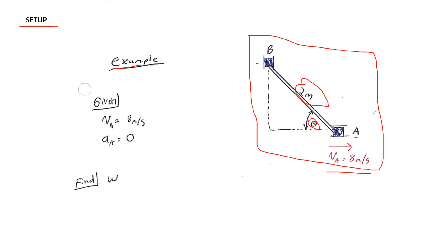I write down my givens over here. I'm given that V sub A is equal to 8 meters per second, and A sub A is equal to 0 initially here. So we have to find our omega term.